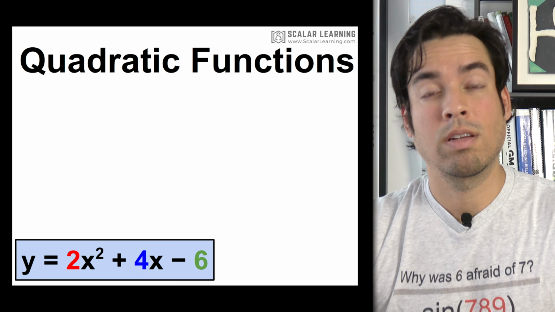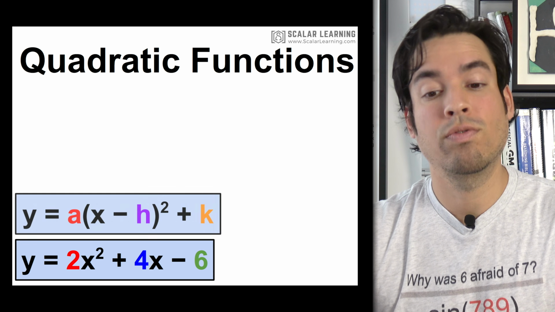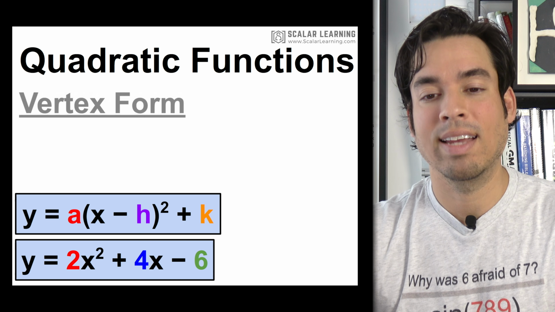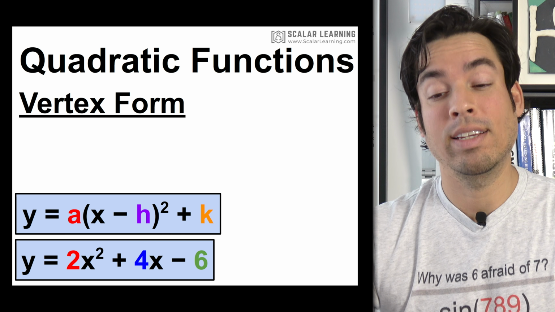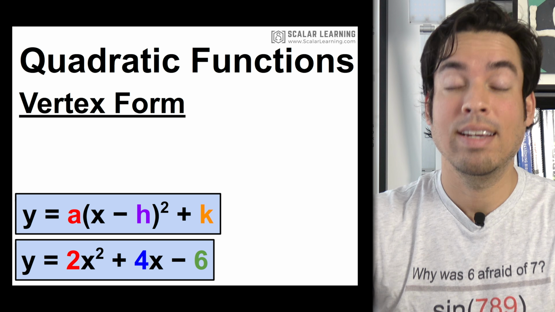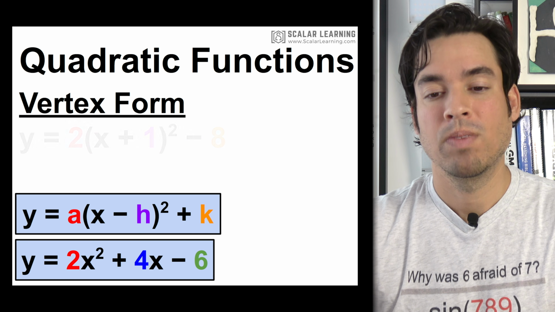Now we're going to talk about something called vertex form. So here's vertex form. It's y equals a times x minus h squared plus k. And in this case, that h and k value actually show us the vertex, remember, which is again either that max or min point of the function.